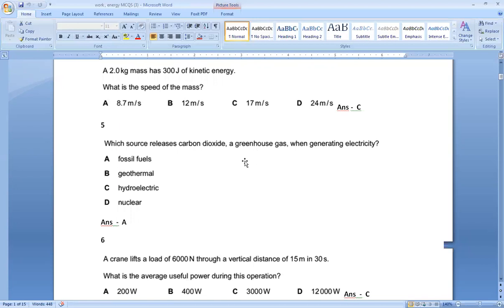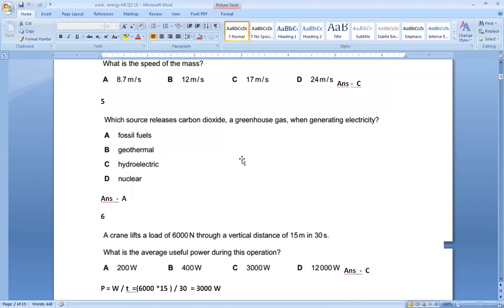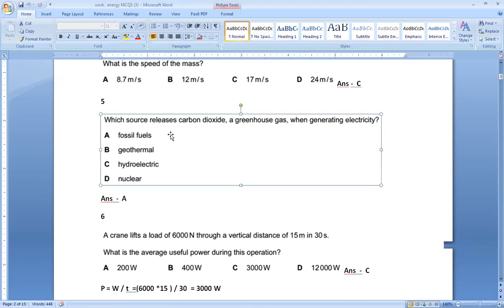Number 5 says which source releases carbon dioxide, a greenhouse gas, when generating electricity? Fossil fuel means coal or oil. So when coal or oil burns, they produce smoke, carbon dioxide and other greenhouse gases.